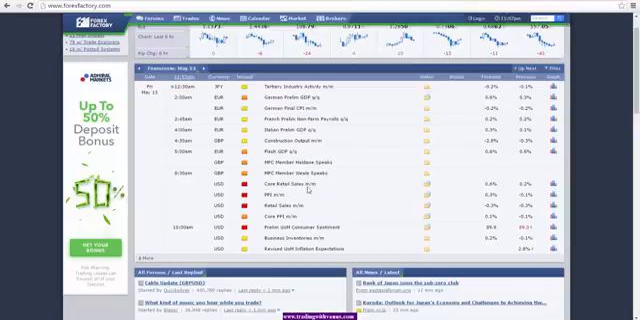We have core retail sales, month over month number, PPI number, and retail sales number. All these numbers are very important as they tell us the state of the economy, which is what the market is looking at to gauge whether the Fed will raise interest rates in June. So these are important numbers that the market will be tracking.